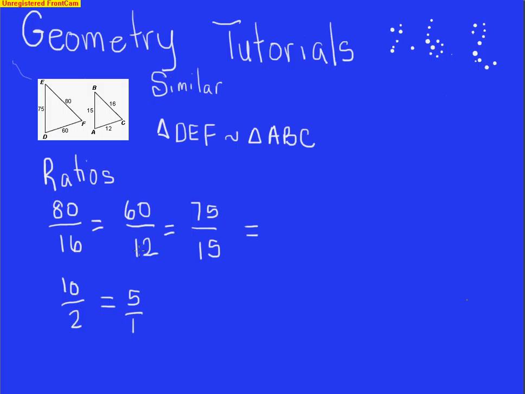60/12. Let's see. Oh, 12 goes into 12 once. 12 goes into 60 5 times. There we go. That one works. That's check. Next one, 15 goes into 15 once. Let's hope it goes into 75 5 times. Let's see, 15 times 5, 25, add 2. Yes, it does. Okay. So we have the fact that these two triangles are indeed similar.